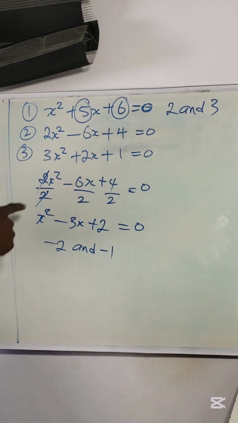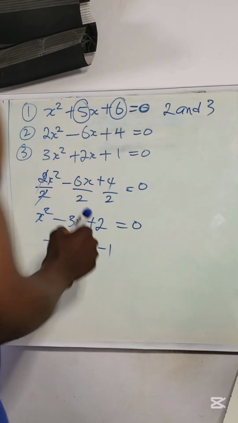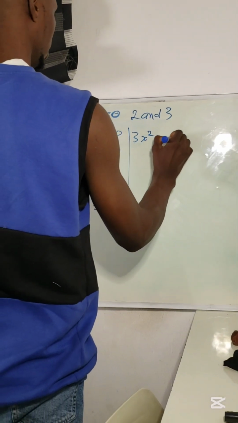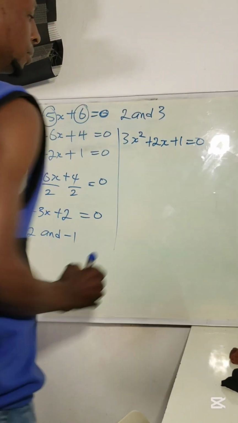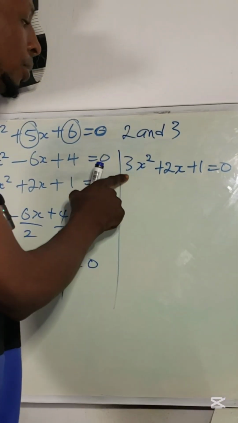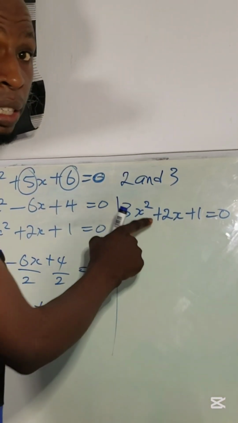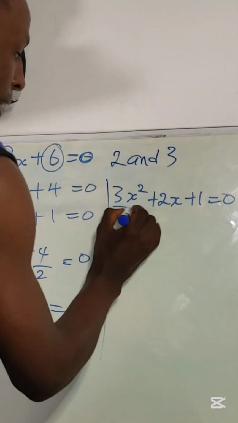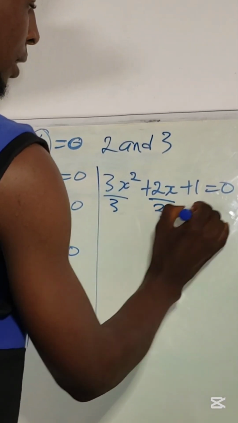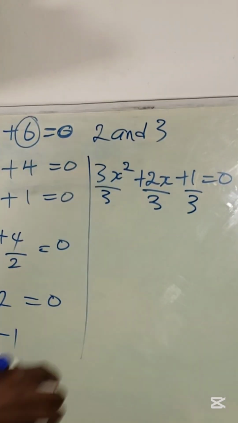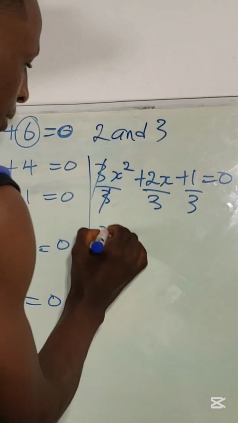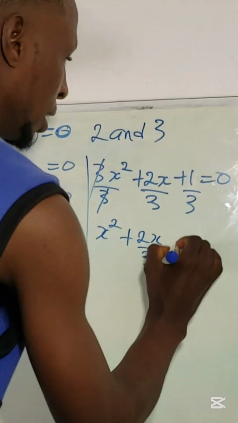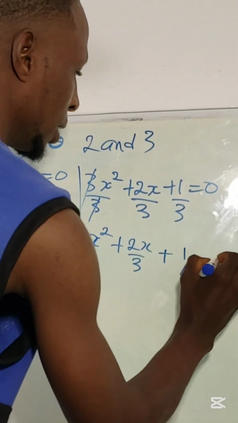Now, let's take example 3. Example 3 is 3x squared plus 2x plus 1 equals 0. You can see that the coefficient of x squared is not unity, so we're going to make it unity. How do we do that? We're going to divide each term by 3, divide here by 3, divide here by 3. And then, of course, this one is going to cancel here. I'm going to have x squared plus 2x all over 3 plus 1 all over 3 equals 0.